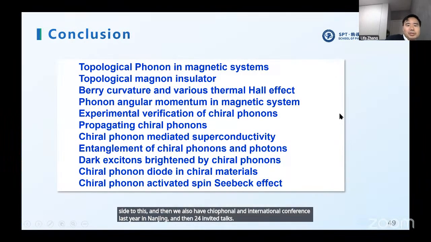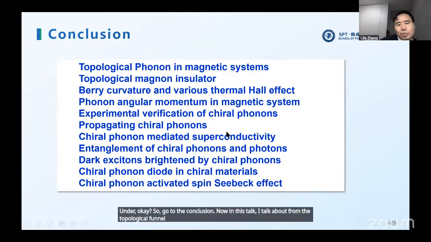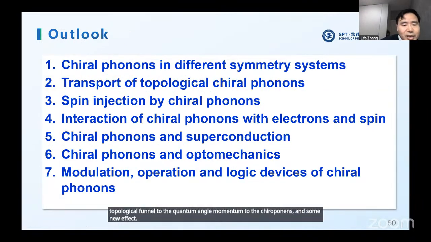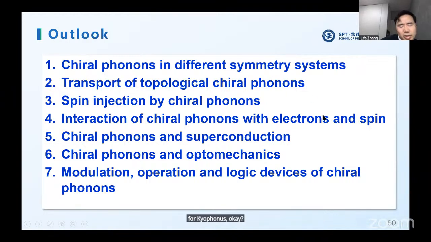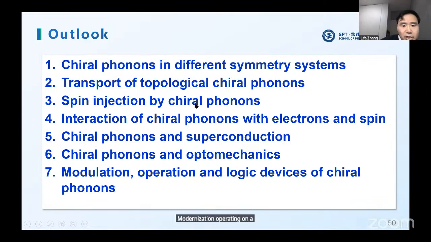So, going to the conclusion. In this talk, I talked about topological phonons, phonon angular momentum, chiral phonons, and some new effects of chiral phonons. In the future, a lot of work still needs to be done in different systems, spin injection by chiral phonons, superconductivity, optomechanical modulation, and logic devices operated with chiral phonons.